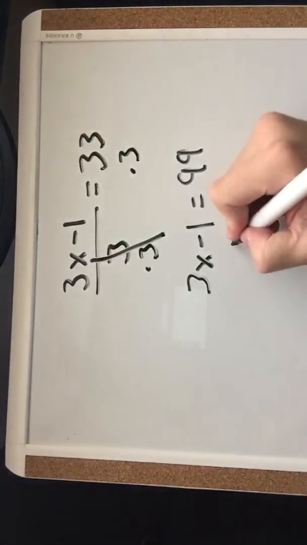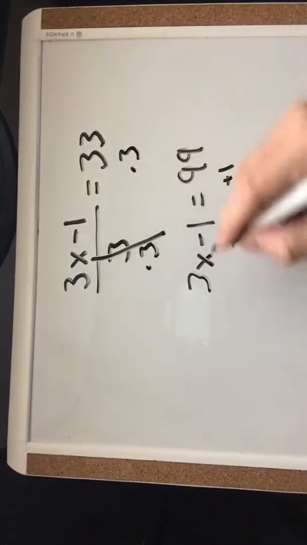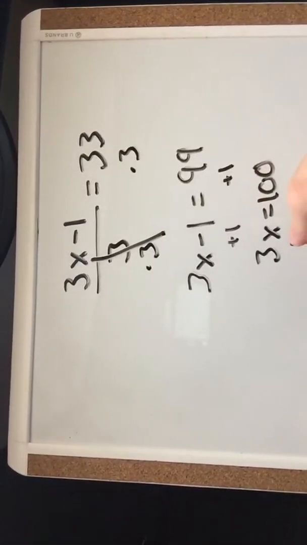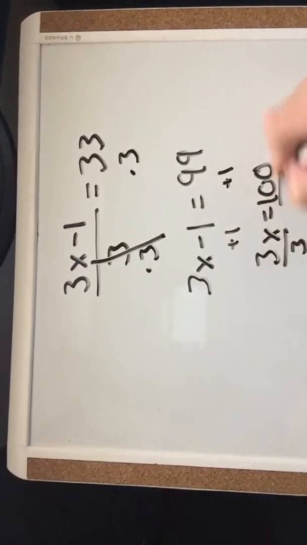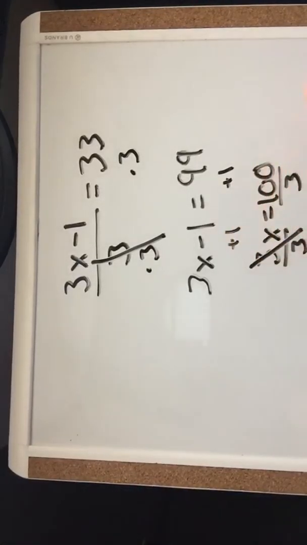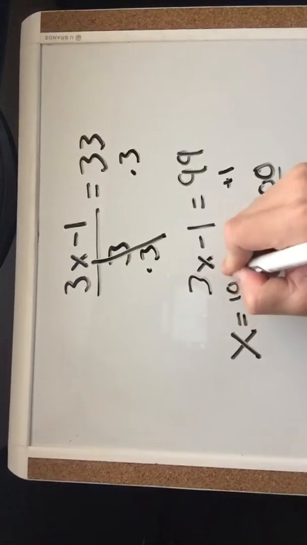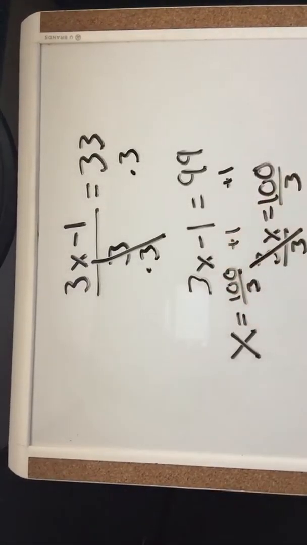This is pretty simple. Plus 1, plus 1. Look at that. And we move the 3 over. Cancel. X equals 100 over 3. That's your answer.